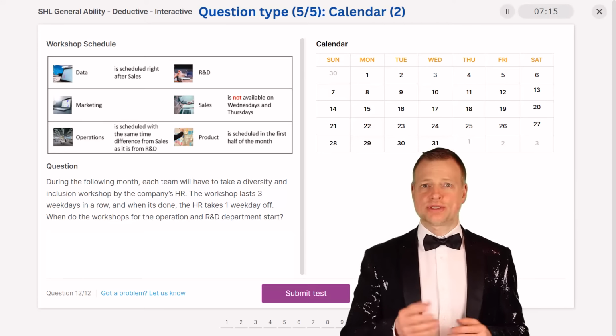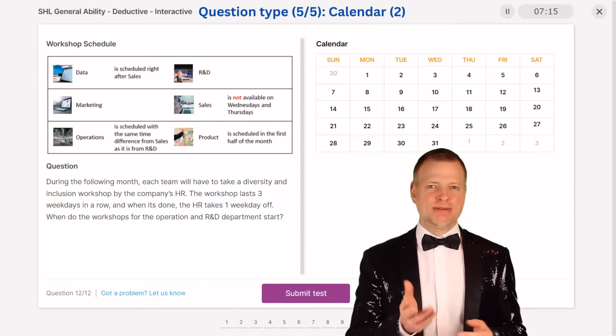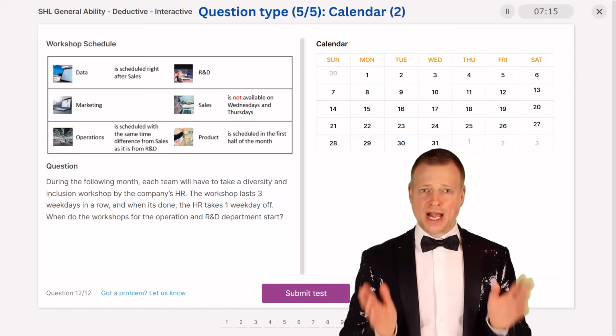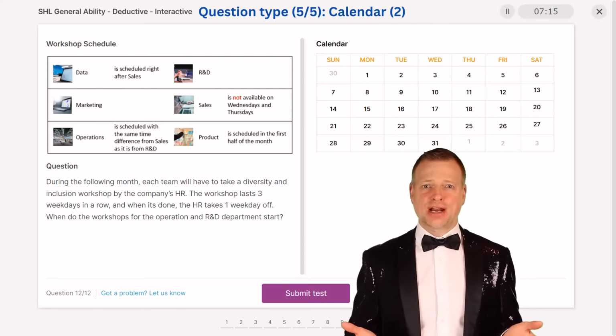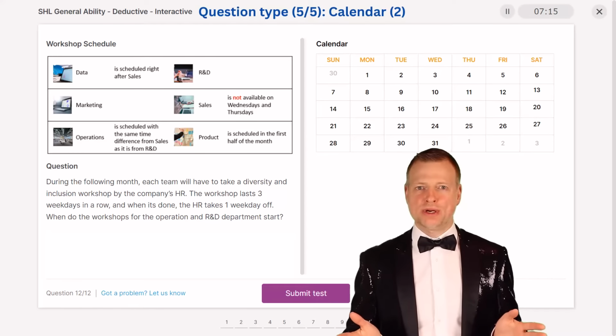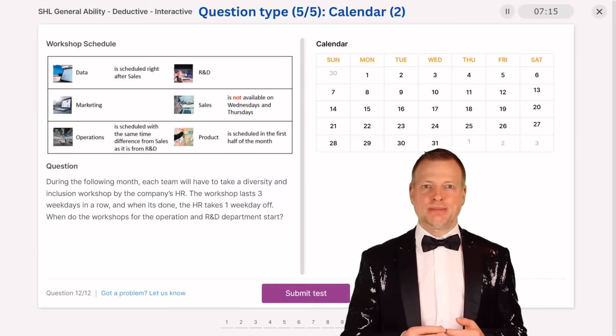Let me share a first tip. This question seems very challenging at first. There seems to be no obvious starting point. What helps is to check which dates actually are available for the workshop. It says 3 weekdays are followed by 1 off weekday, while weekends are not available at all.